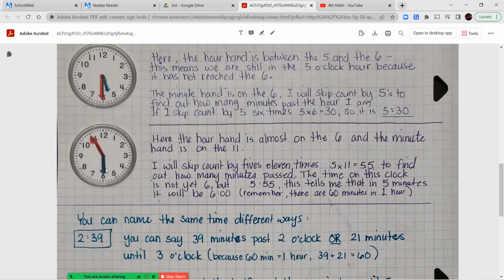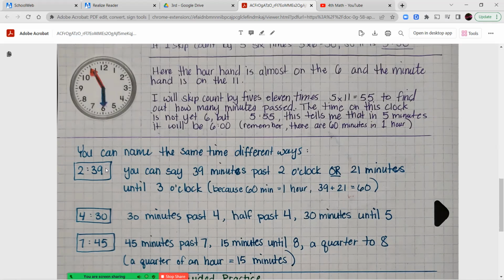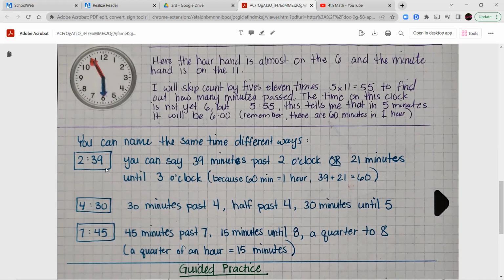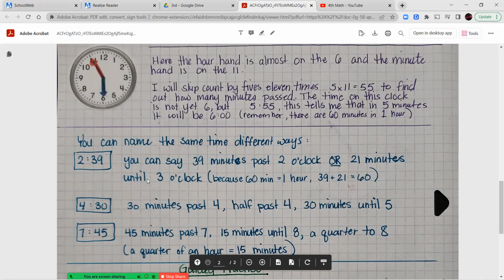Now we also know that we can name time in different ways. So here, I can say this is 2:39. I can say that it's 39 minutes past 2 o'clock, or it's 21 minutes until 3 o'clock. So why did I say 21 minutes? Because 21 plus 39 is going to equal 60, and 60 minutes equals 1 hour.